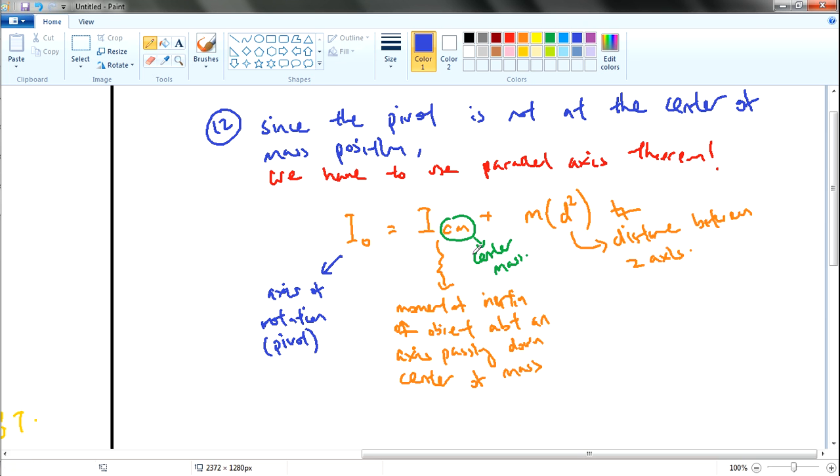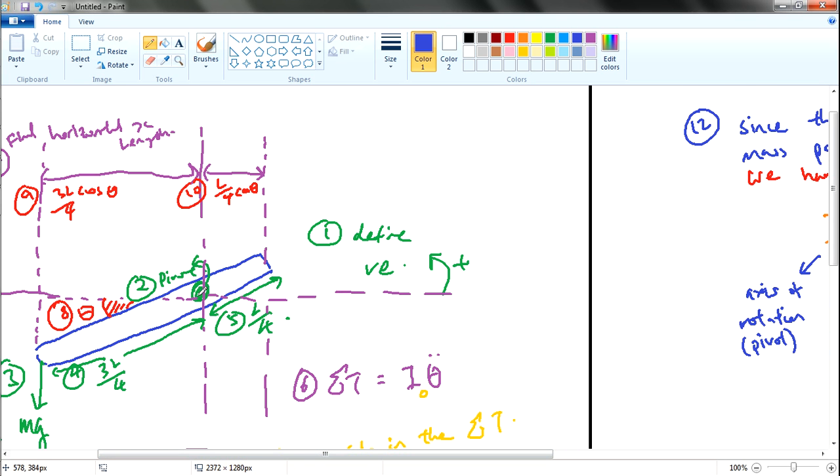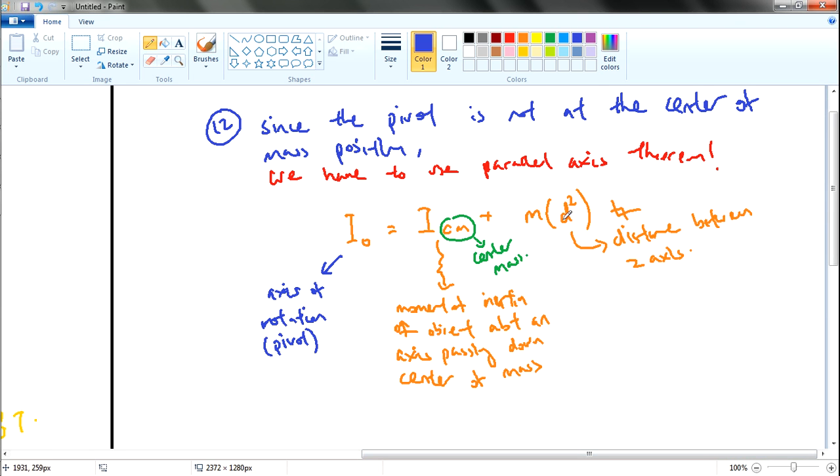So therefore, this is the position of our pivot over here. So we have plus md squared. This is why we add over here. We have a plus md squared, where d squared is the distance between the two axes. So what do I mean by the distance between the two axes?